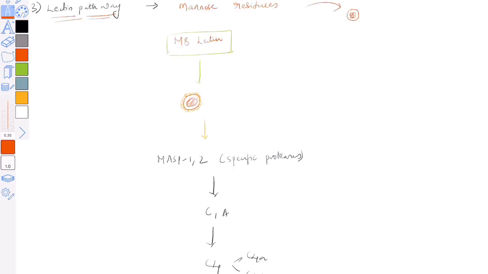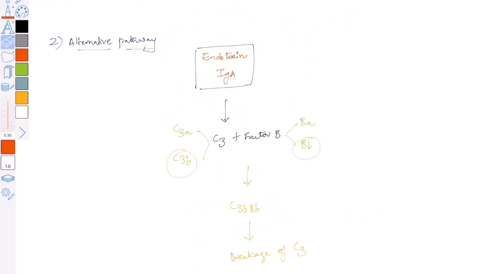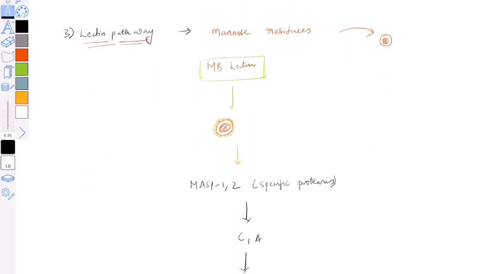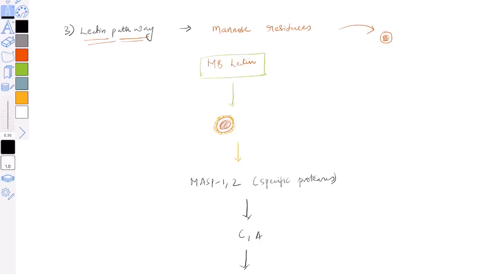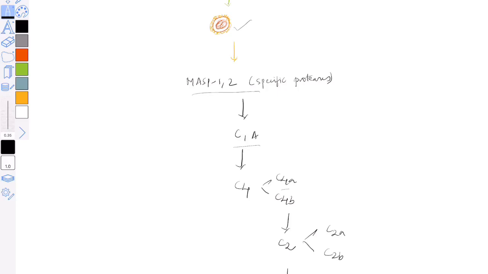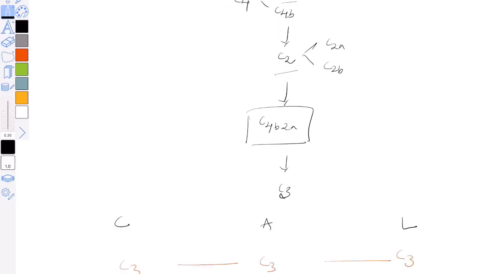And the alternate pathway starts with endotoxin and IgA. So endotoxin and IgA are going to activate C3 and factor B, forming a binary complex which is going to lead to the breakdown of C3. The next pathway is the lectin pathway, which is mainly concerned with MB lectin. It's going to bind onto the surface of a few bacteria and activate MASP1 and MASP2. Further, it's going to activate C1, C1 is going to activate C4, C4 is going to activate C2, and that will lead to the breakdown of C3.